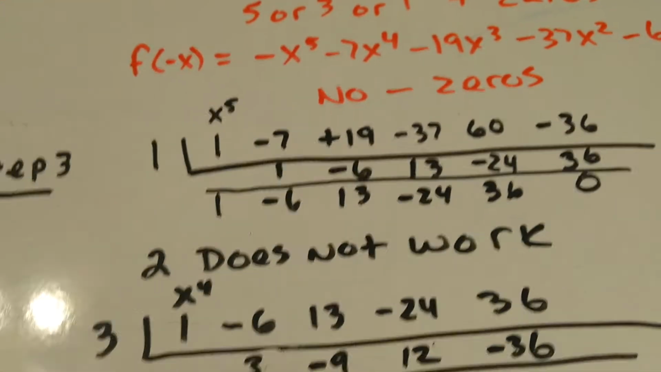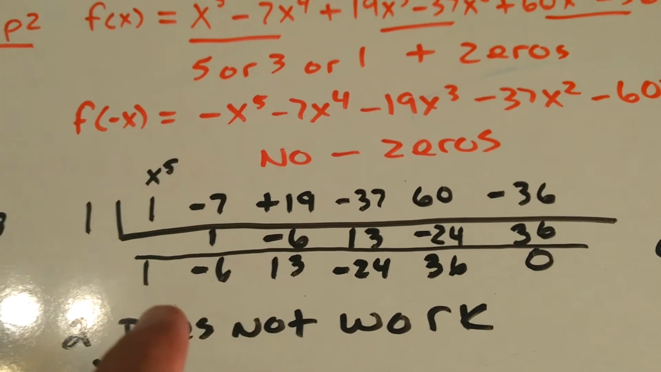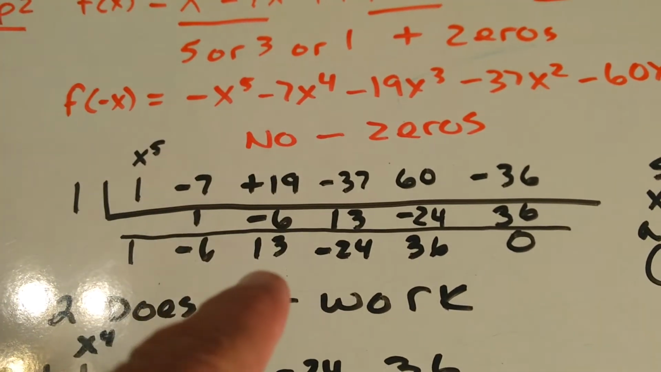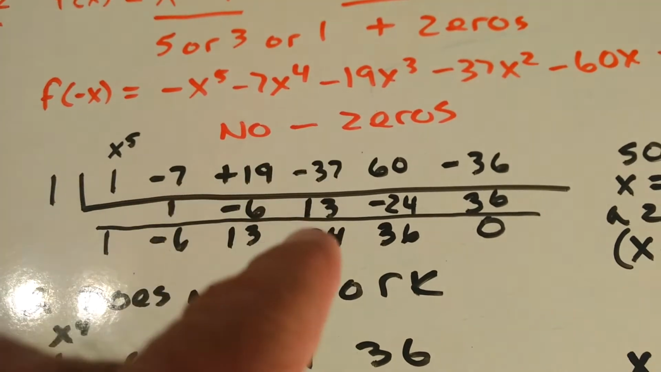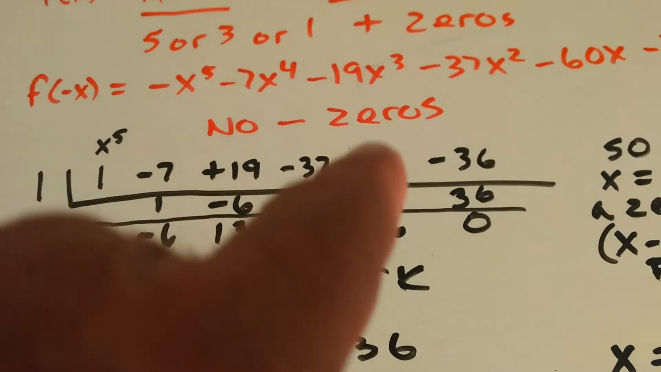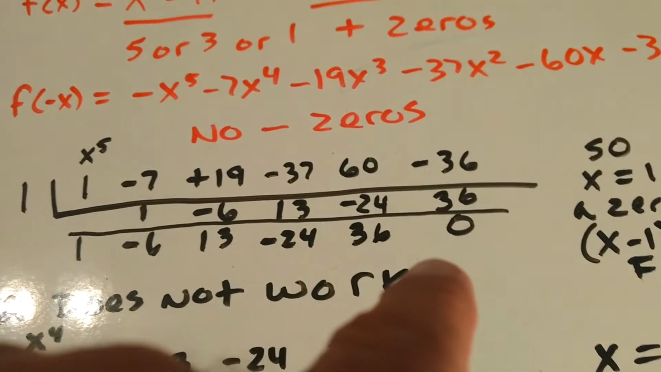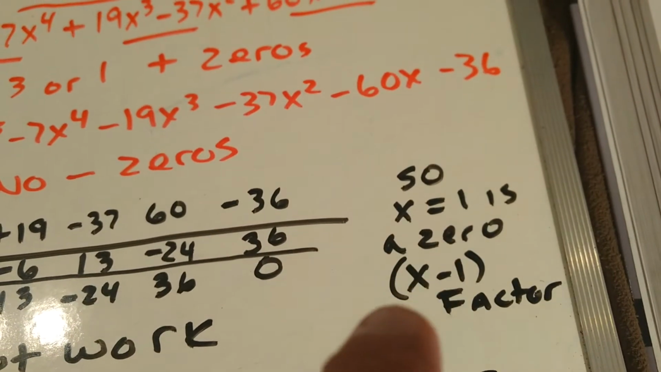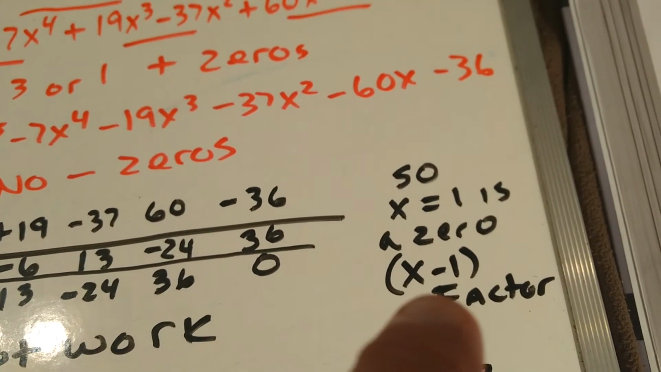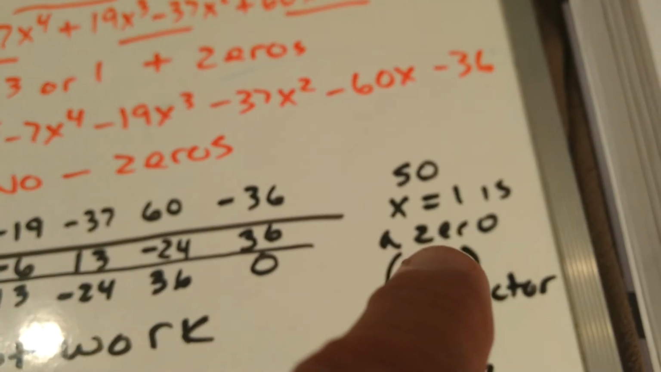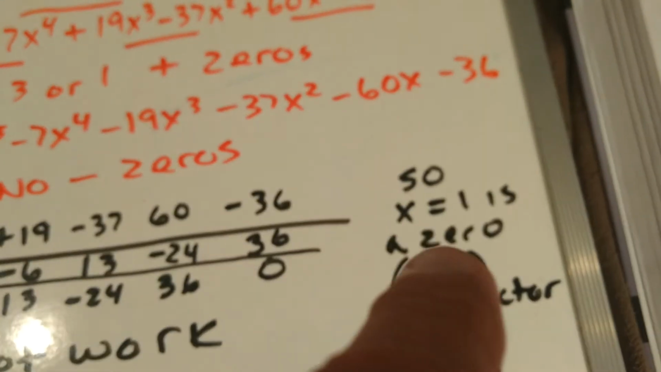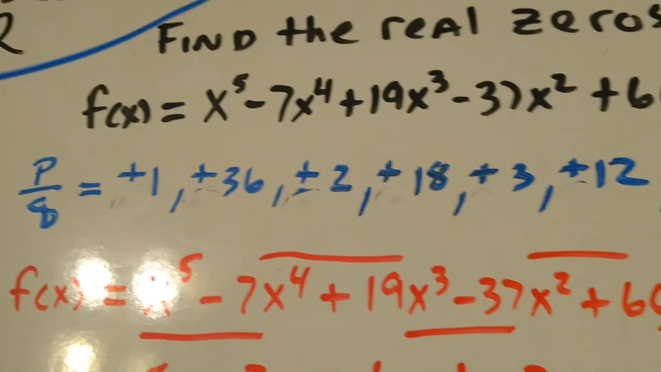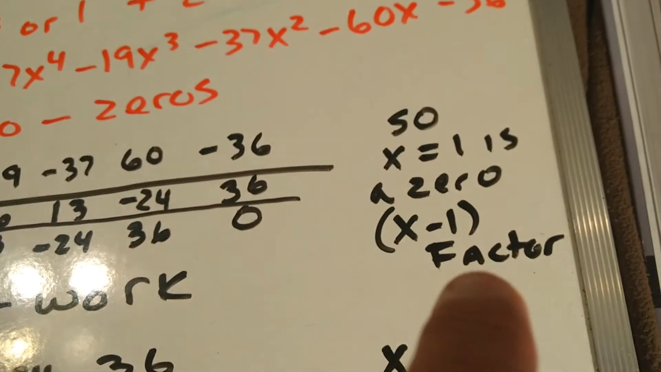So again, start with positive 1. Here's our synthetic division. Drop the 1, multiply, get negative 6, multiply, add 13, multiply, add, get negative 24, multiply, add, get 36, add, boom. Guess what? X equals 1 is a 0. X minus 1 is a factor. So there's one of our positive zeros. And make sure you understand, big difference. When Descartes' rule talks about zeros, it's talking about the actual values, not the value in factored form.